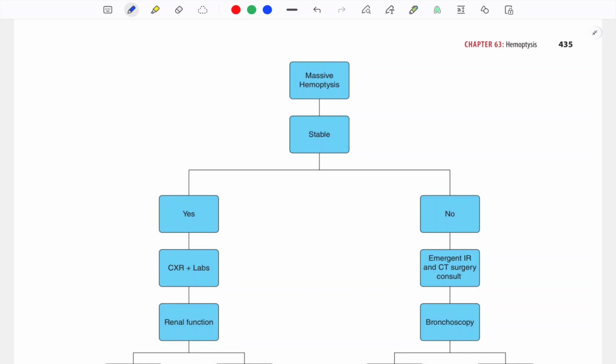If the multi-detector CT is negative, you admit to ICU in a stable patient, mind it. And if the multi-detector CT is positive, meaning there is a bleeder identified, you call IR and CTVS to collaborate and stop the bleeder. If the patient is unstable, emergent IR and CTVS consult is done immediately without any X-ray, labs or anything, and you do a rigid bronchoscopy.